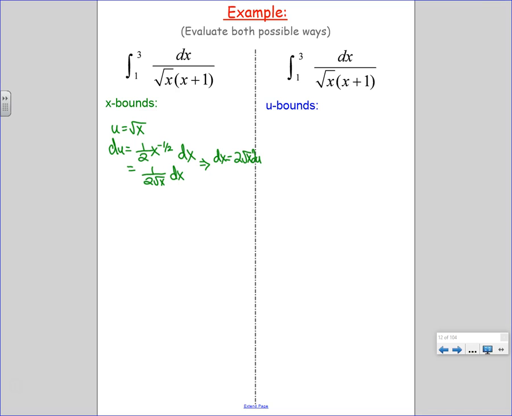All right, let's see what we got. So dx is 2 root x du all over u times, oh, I still need x. u squared. You can go ahead and send.